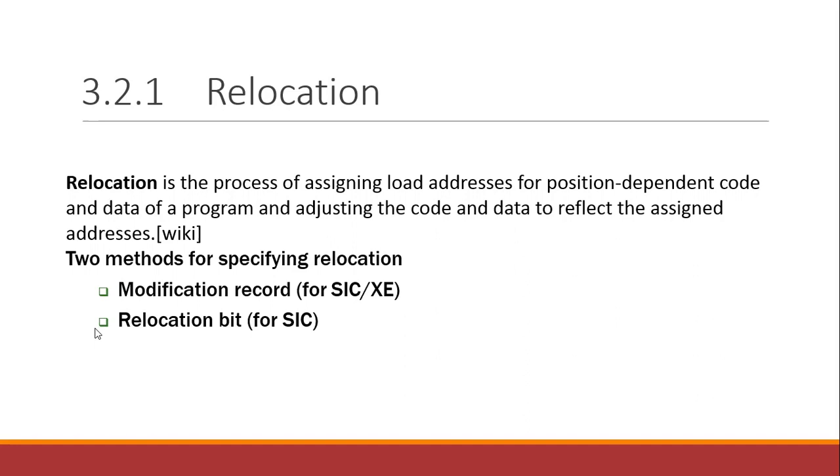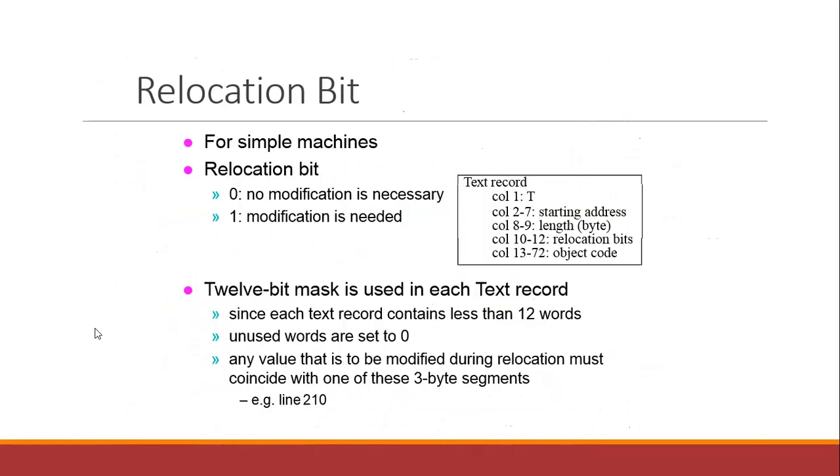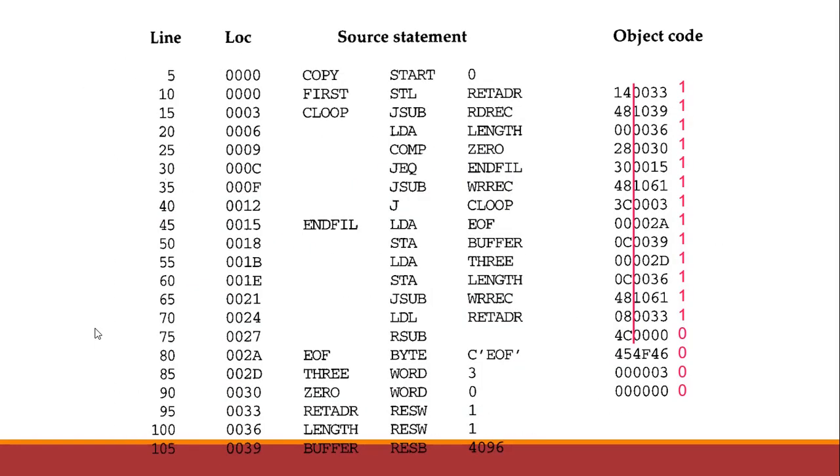So we'll see the second method that is suitable for relocation bit, that is suitable for a simple machine like SIC. So what is the difference between SIC and SIC/XE? This is an example of a SIC program. If you consider this, all the instructions use only one format, 24 bits. It's not like SIC/XE, where 4 different formats are there, and all the instructions are direct, absolute addresses.